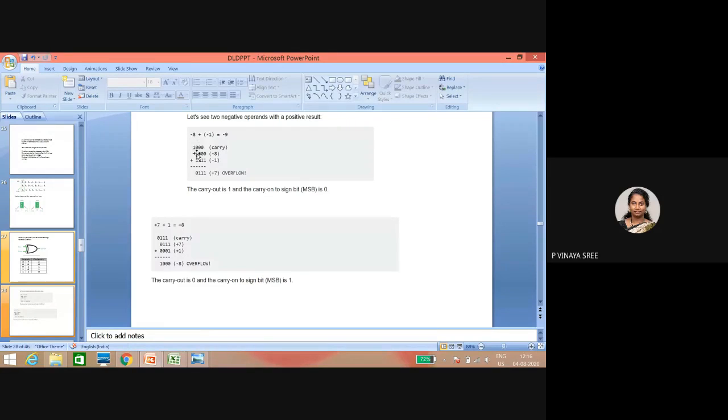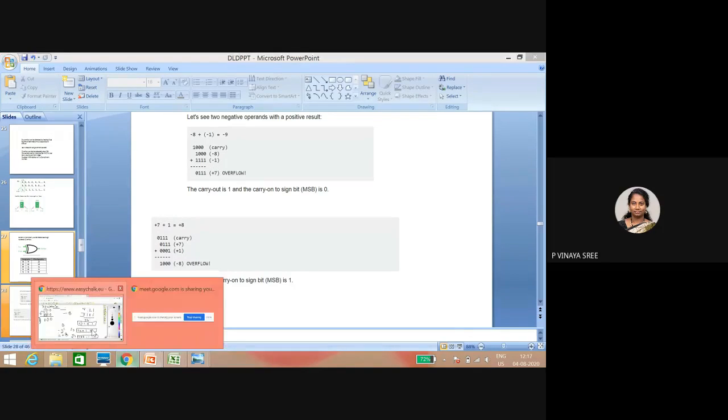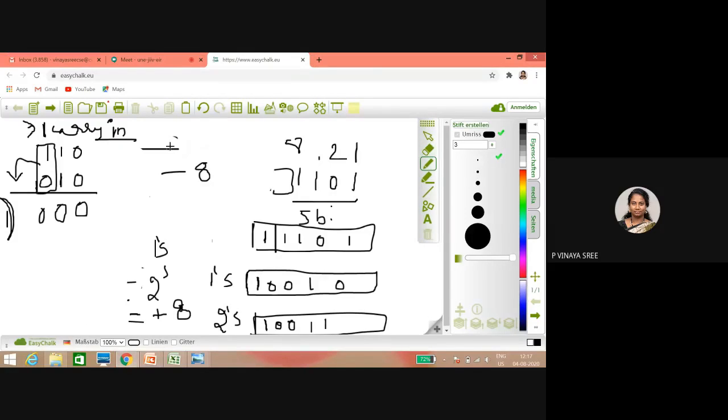-8 in 2's complement representation, as we discussed just now, is 1000. And -1 is 1111. So we are performing addition. What do we get?